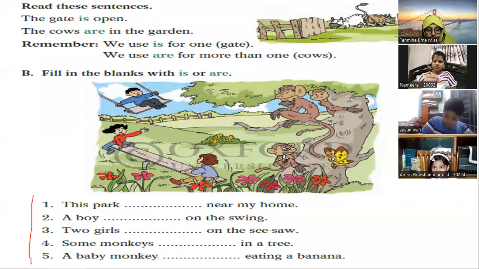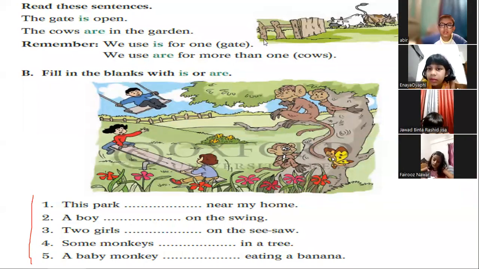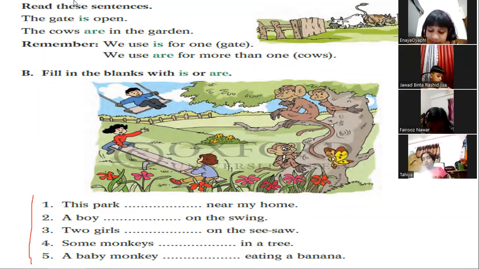How much time? Two minutes. One minute is also enough. A boy, are on the swing. Miss, I've already done. Okay, that's a very good start. Yes, you have to write it down.